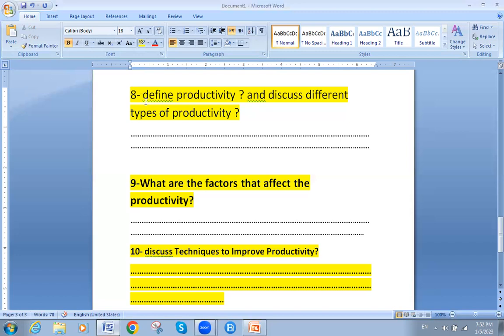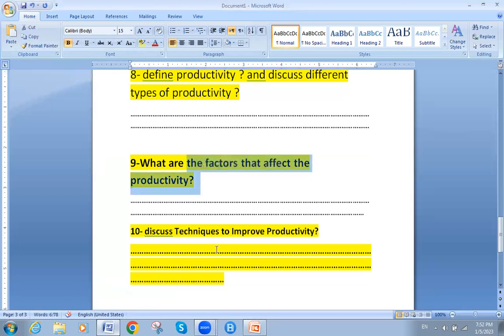Again, my dears, before we end this lecture: define productivity, the factors that affect the productivity, and the techniques we will use to improve the productivity.